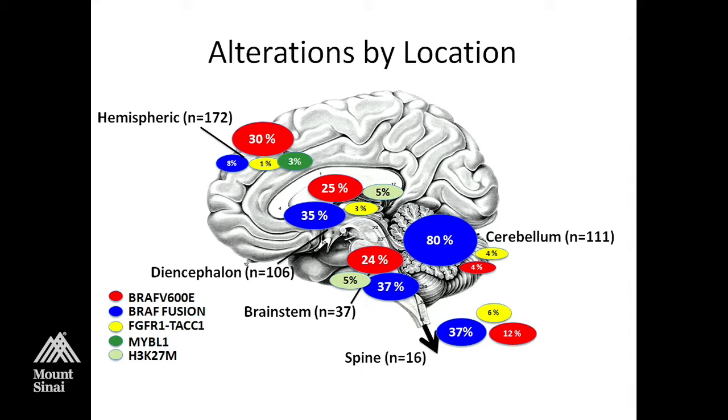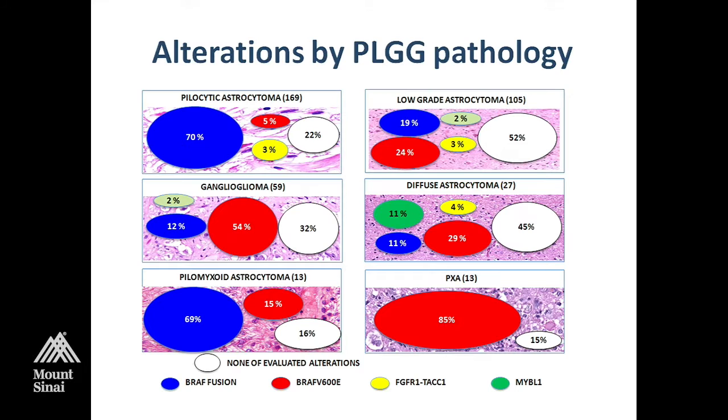If we break that down by location, you see there are some interesting patterns, and again, I think this has been alluded to. So if you have a low-grade glioma in the cerebellum, there's an 80% chance that it's going to harbor a BRAF fusion. Whereas if you flip over to the hemispheres, you see that a third of them will actually have the mutation, and the fusion is much less frequent. And then if we look in the midline, it's about a quarter with the mutation and about a third with the fusion. And then here we start to pick up this H3 K27M mutation in the low-grade gliomas as well.